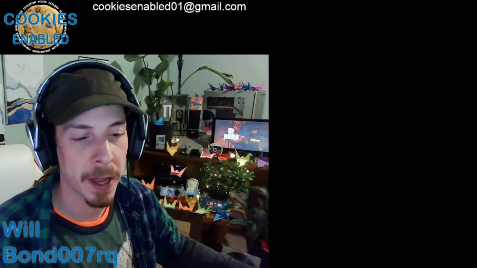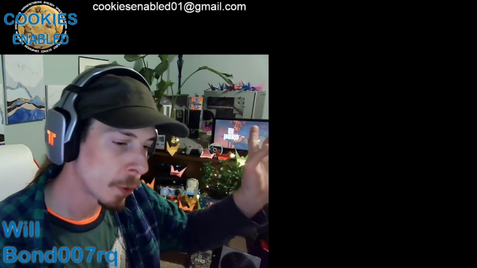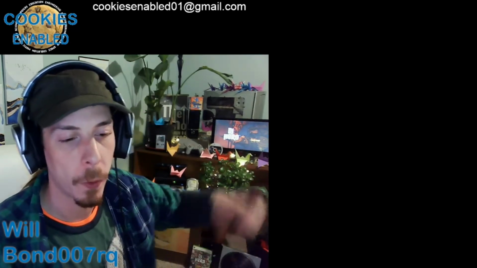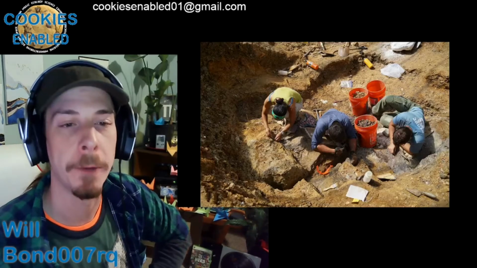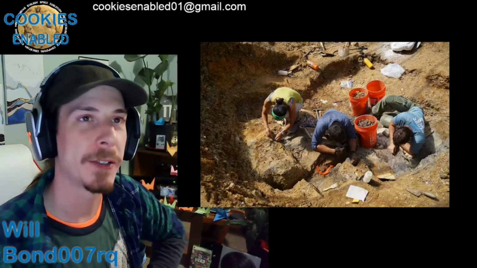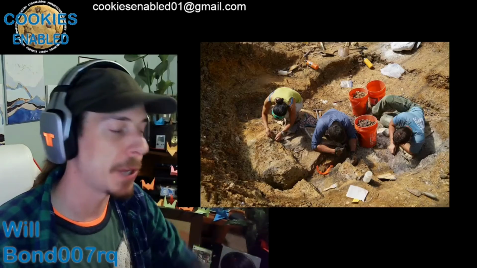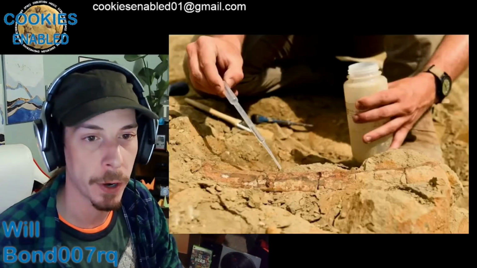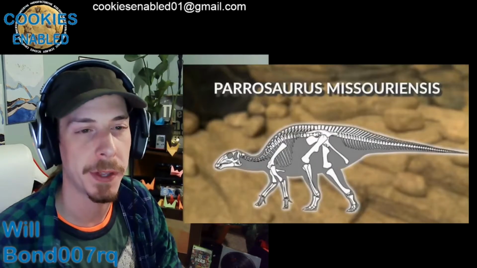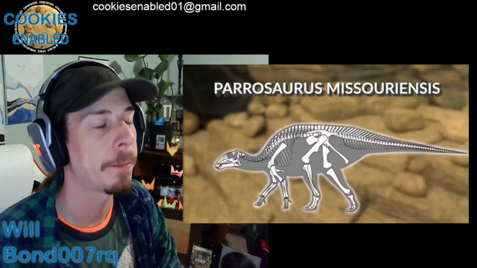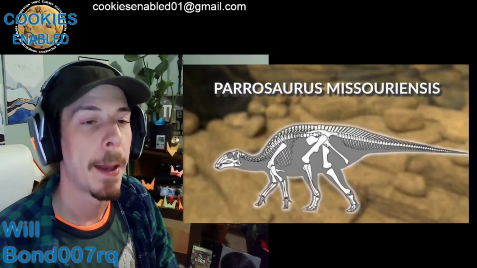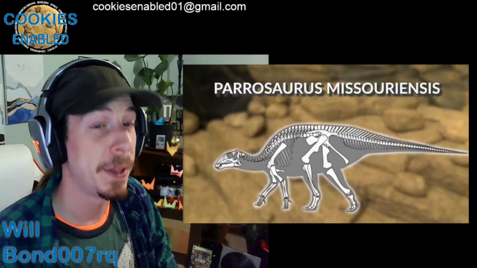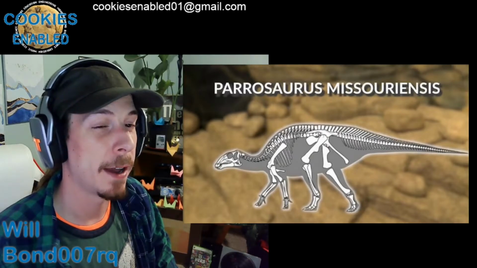Now, the last topic that I'm going to talk about today, which was actually my second topic of the day, was the dino. They discovered a new dinosaur. Thanks to Andrew and a huge team of people down in Missouri in the United States, we have discovered an entirely new dinosaur. Oops. This is the Parasaurus missourianus. And wow, it's a tough one.